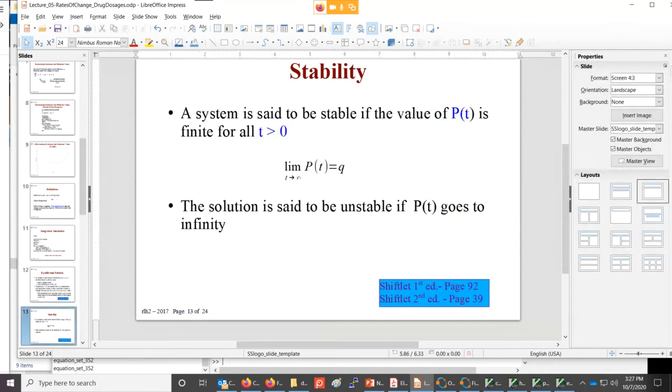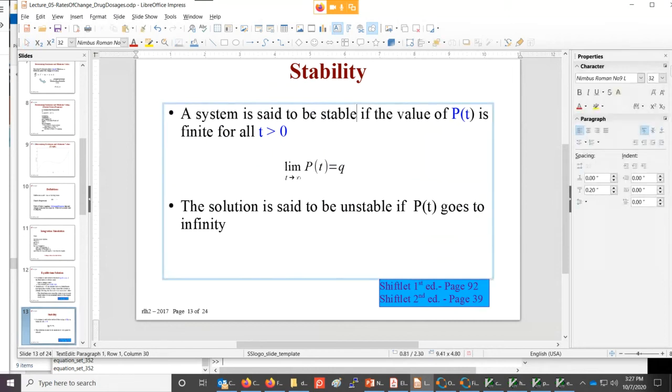All right. So when you look at the system, okay, if the system basically remains a finite value, then the system is said to be stable. If the system goes to infinity, if your simulation goes to infinity, then the system is said to be unstable.